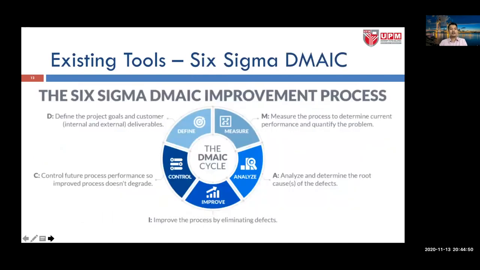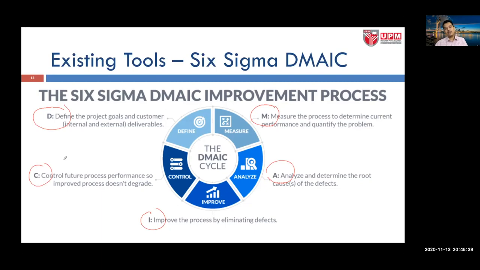Let us move on. Existing tools like Six Sigma, DMAIC. What is DMAIC? Let me find a more appropriate color. Maybe red would be good. D stands for define the project goals and customer, internal or external deliverables. Then you measure the process to determine current performance and quantify the problem, and then you analyze it and determine the root cause of the problems. I improve the process by eliminating defects, and finally C, control future process performance, so the improved process does not degrade.